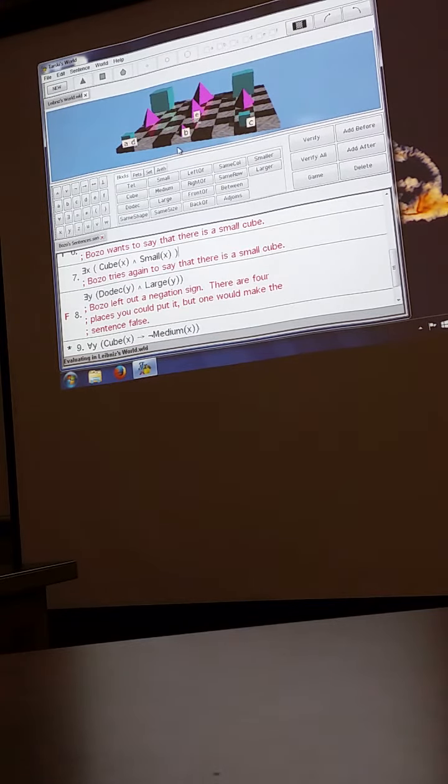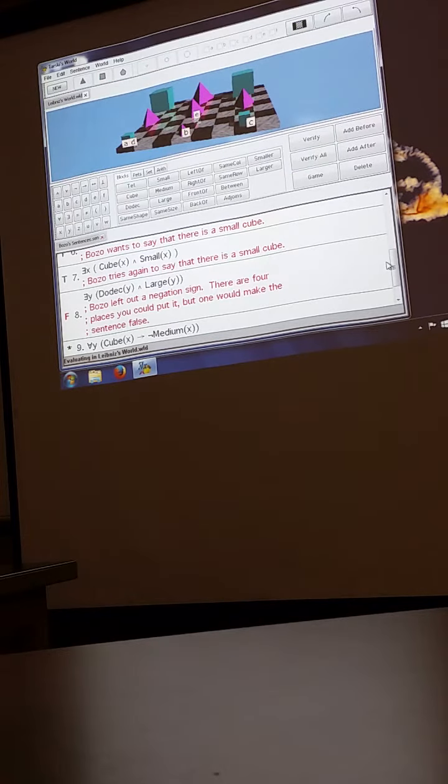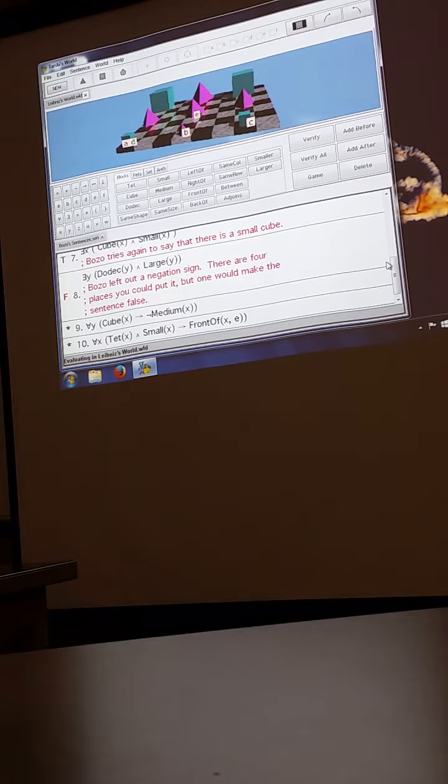So basically, some is a cube and small. Put it into one compact phrase. Some is a small cube, or some cube is small, right? And that's true because is there something that's a small cube? Yep. Good. Okay, 8. Jonathan, what does that say?